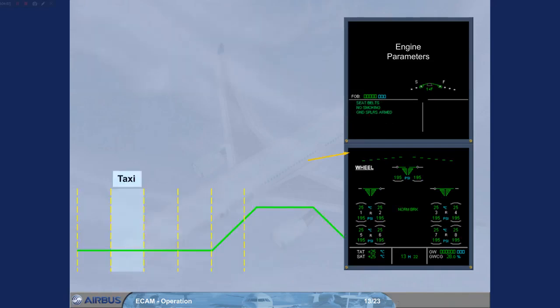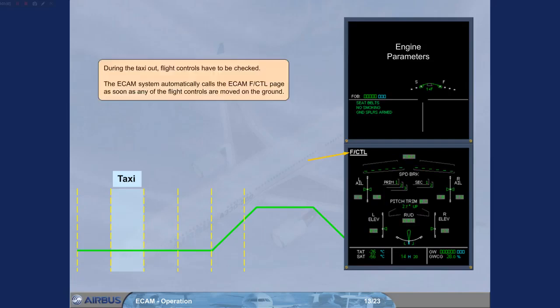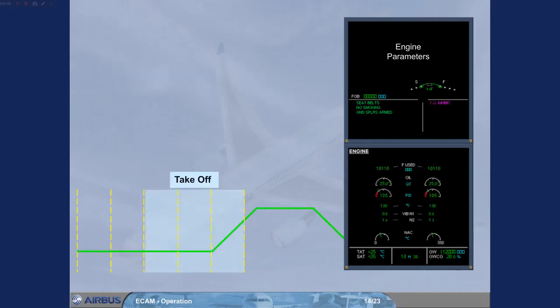During the taxi out, flight controls have to be checked. The Ecam system automatically calls the Ecam flight control page as soon as any of the flight controls are moved on the ground. Observe that, when the engines are set to takeoff thrust, the Ecam engine page is automatically called.